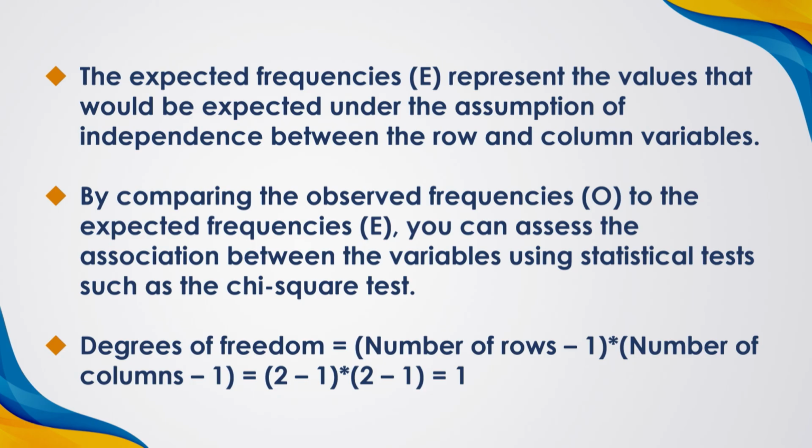As mentioned earlier, the comparison between the observed and expected frequencies can be carried out through our chi-square test. Here, the degrees of freedom can be computed as (number of rows minus 1) times (number of columns minus 1). Since I already mentioned that it is a 2 by 2 table, it means 2 rows and 2 columns. So (2 minus 1) times (2 minus 1) is equivalent to 1 degree of freedom.